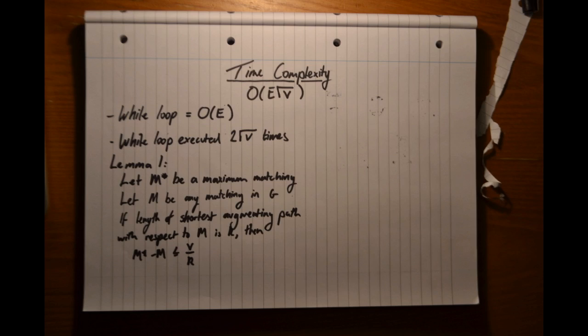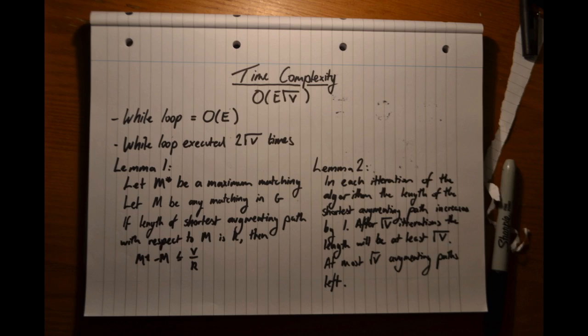Lemma 1. Let M star be a maximum matching, and let M be any matching in G. If the length of a shortest augmenting path with respect to M is k, then the size of M star minus M is less than or equal to V divided by k. Lemma 2. In each iteration of the algorithm, the length of the shortest augmenting path increases by 1. Therefore, after root V iterations, the length will be at least root V. At most, there are root V augmenting paths left, so the loop will execute an additional root V times more. This yields a running time of big O of E root V.